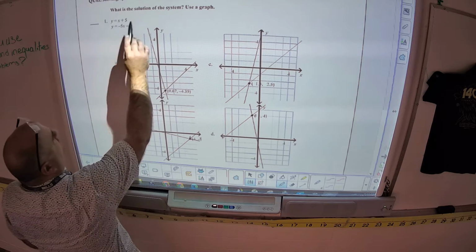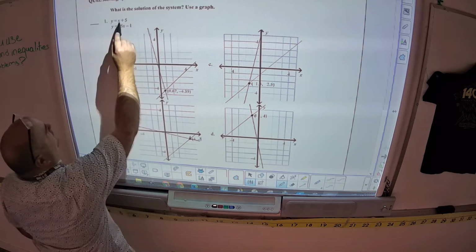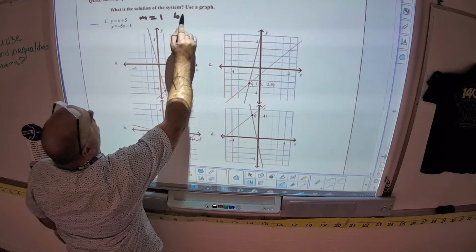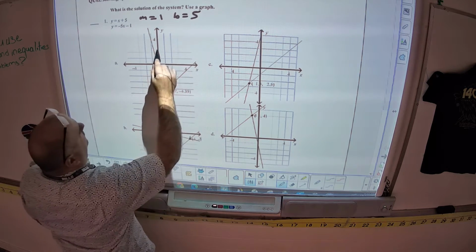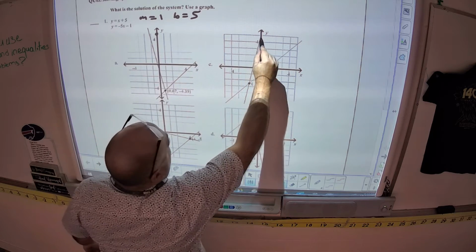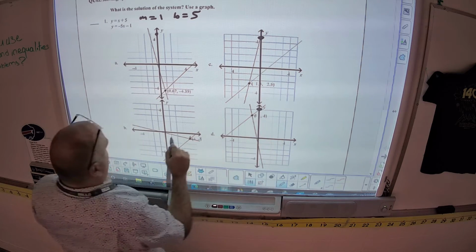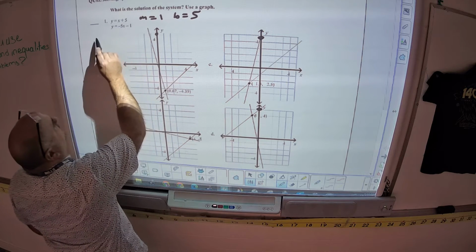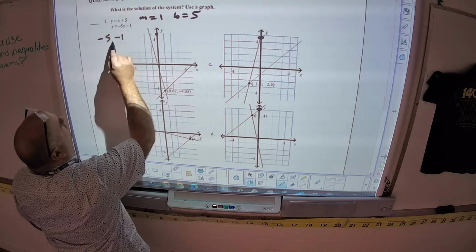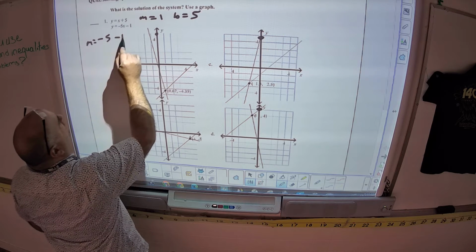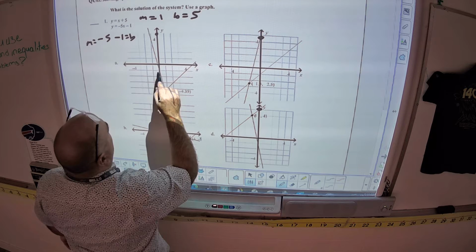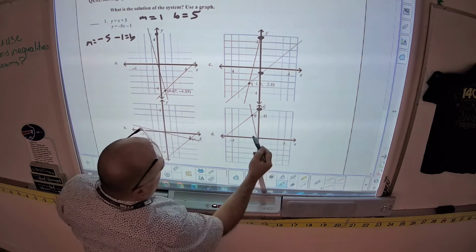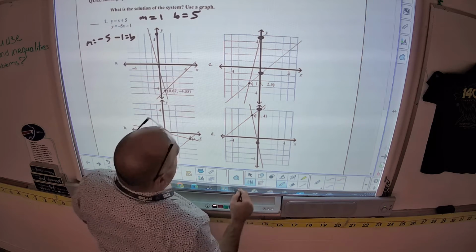Which of these graphs is the solution? If I look at this one, my slope is 1, my b value is 5. So where do I cross at 5? Right here, right here. So it could be these two graphs. On this one here, my slope is -1 and b is -5. So this graph crosses at both, and so does this one.